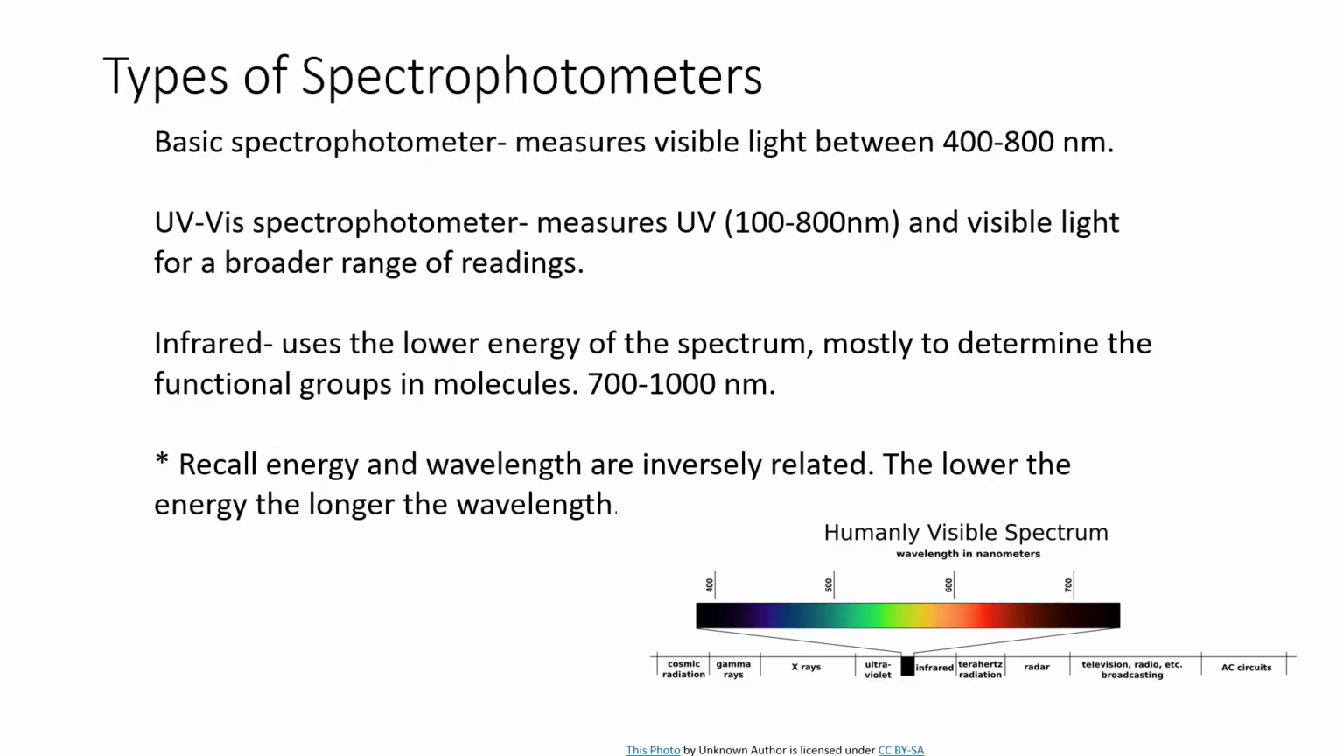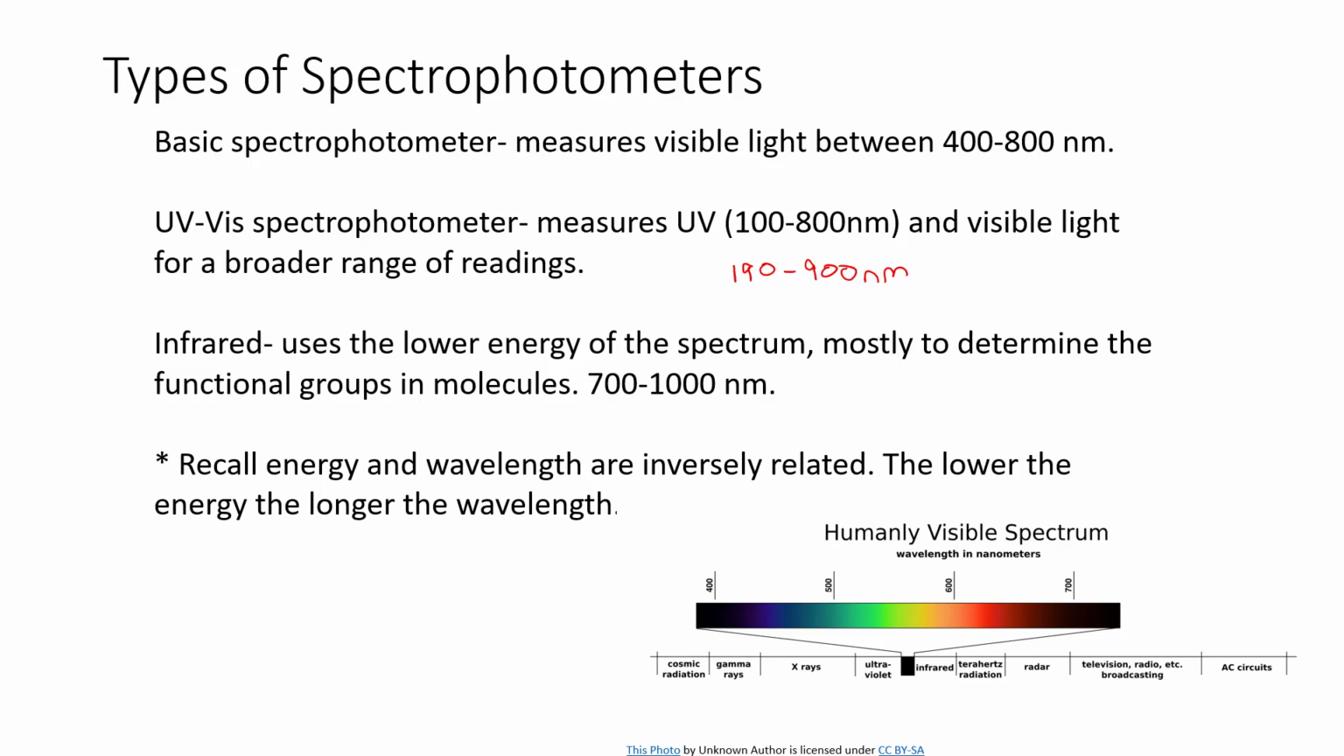A basic spectrophotometer measures visible light between 400 to 800 nanometers. A UV visible spectrophotometer measures the UV component, which is about 100 to 400, plus the visible light component, which is 400 to 800, for a total of 100 to 800 nanometers. And this gives us a broader range of readings. Most instruments today record about 190 to 900 nanometers. So anywhere within that range for a test question would be acceptable.